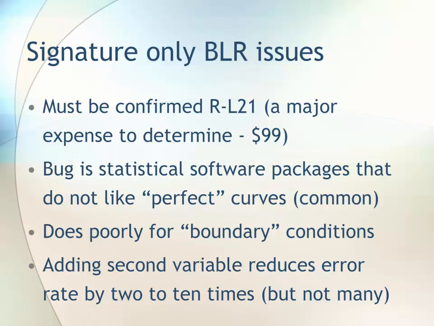And boundary condition testers are very important because these are the ones that show the very early formation of haplogroups and can reveal a lot about the geographic origins, what actual STR values started out with, and those kinds of important issues. So adding a second variable does reduce the error rate by 2 to 10 times.